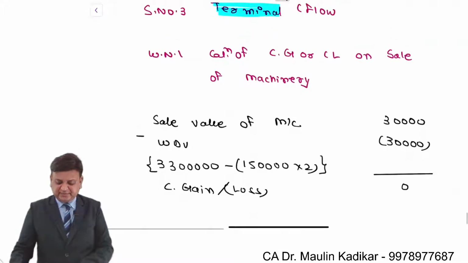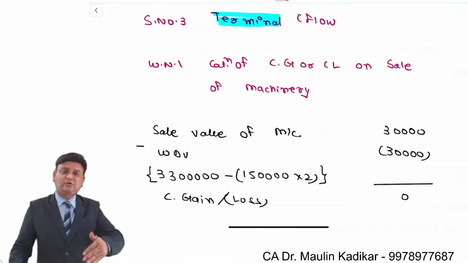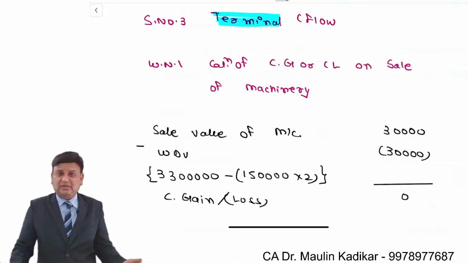If there is a capital gain, then we have to consider the tax payment on the capital gain, and if there is a capital loss, then we have to consider tax savings on the capital loss.